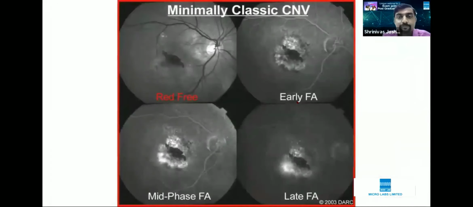So this is very characteristic of a classic CNVM. Now coming to the next, what is this? Minimally classic. In predominantly classic, it fills more than 50-80% of the lesion. If it fills less than that, then it is called minimally classic CNVM. So here you can see some amount of hyperfluorescence here. There is blood here, which gives a blocked fluorescence. And you can see some hyperfluorescence here, which is less than 50% of the lesion. So which is minimally classic.